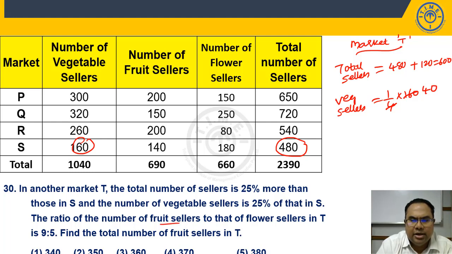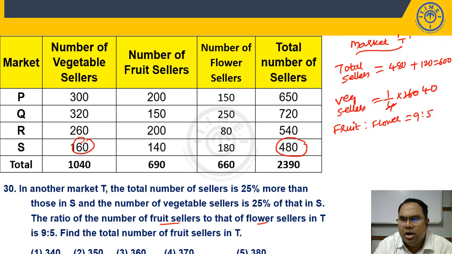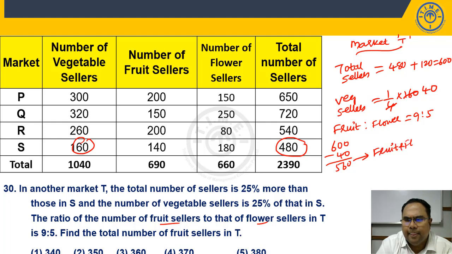Ratio of number of fruit sellers to flower sellers, fruit is to flower 9 is to 5. Total number of fruit sellers. Now, out of 600, 40 is vegetable seller. 600 minus 40, it is 560. This 560 is fruit and flower together. So 14 parts 560, each part 40. Fruit will be 9 parts. 9 into 40, 360. Option 3. Total 14 parts 560. Now one part will be 560 by 14, 40. Fruits are 9 parts. 9 into 40, 360.